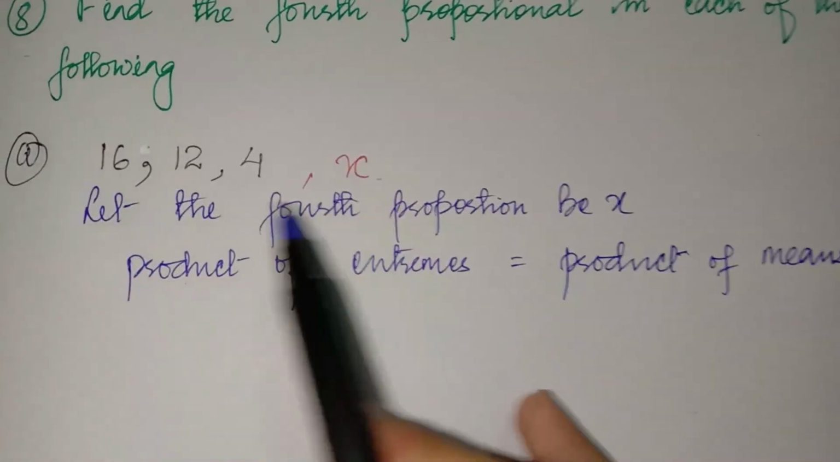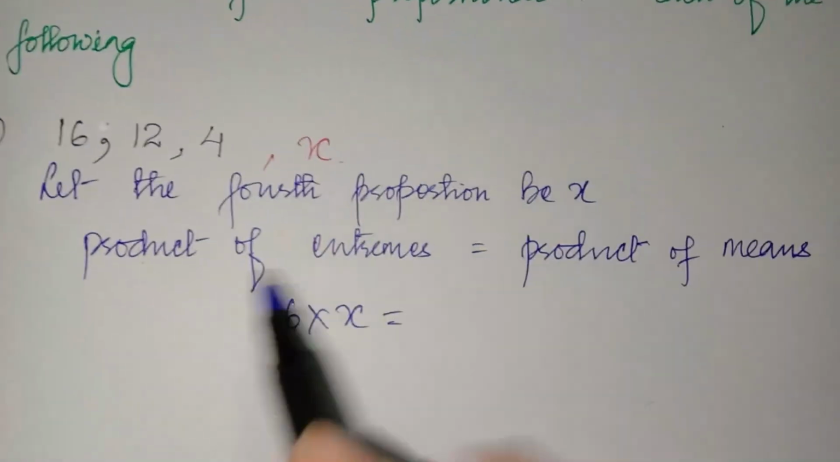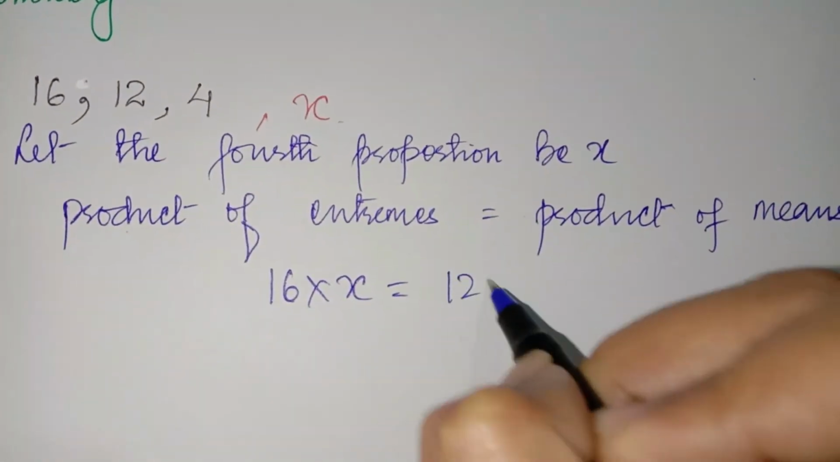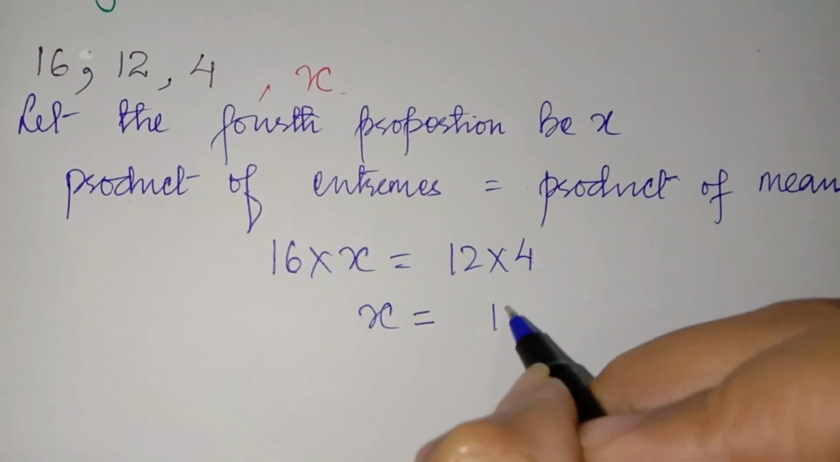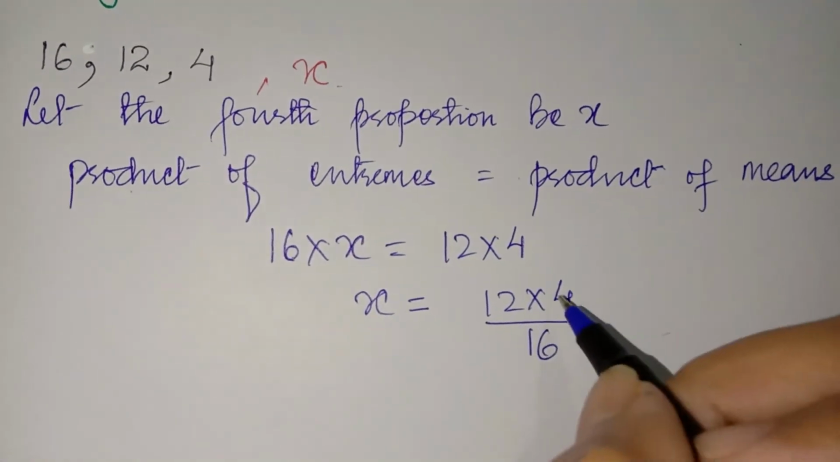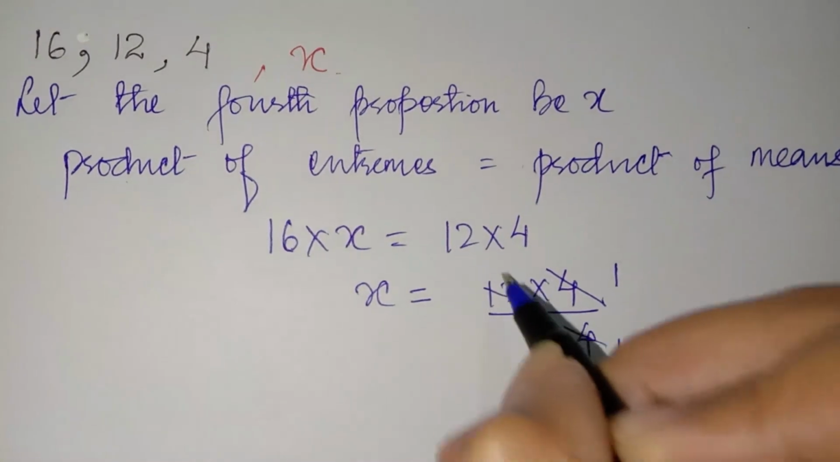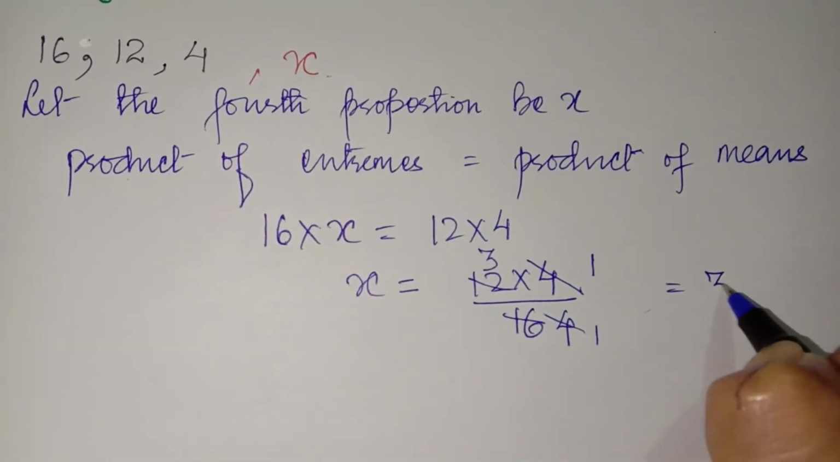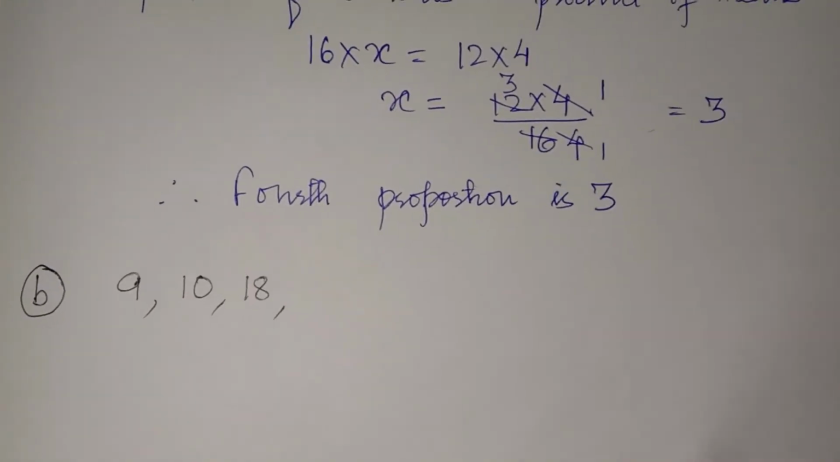Product of extremes are 16 and x, 16 into x, and means 12 and 4, 12 into 4. So we need the value of x, and x is 12 into 4 divided by 16. So 4 1s are 4, 4 4s are 16, 4 1s are 4, 4 3s are 12. So x is 3. That means the fourth proportion is 3.